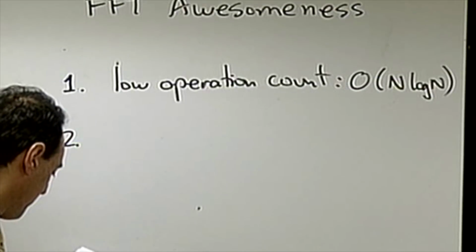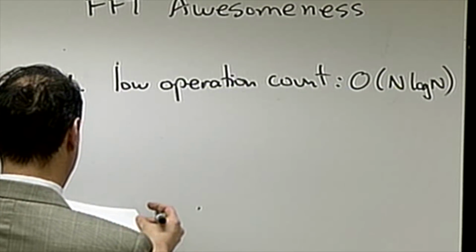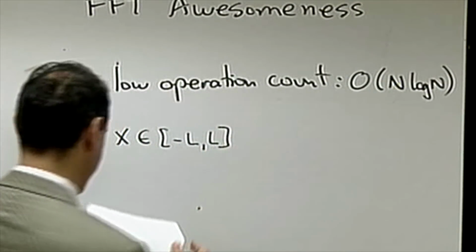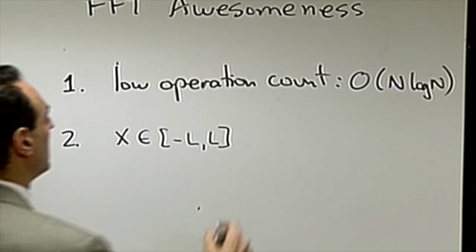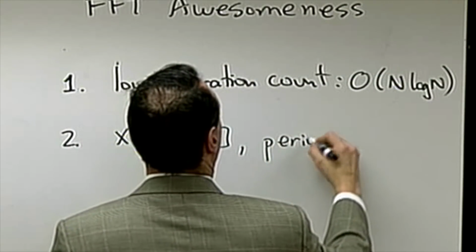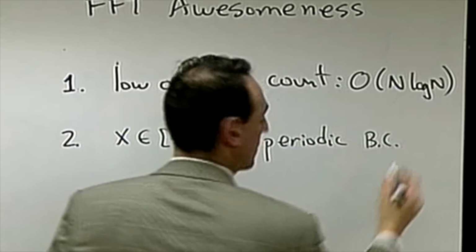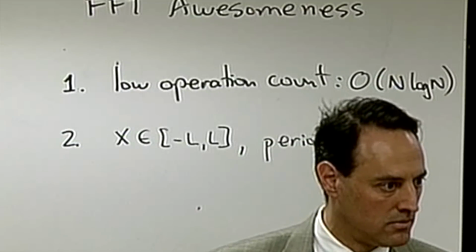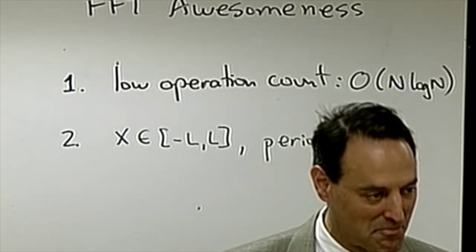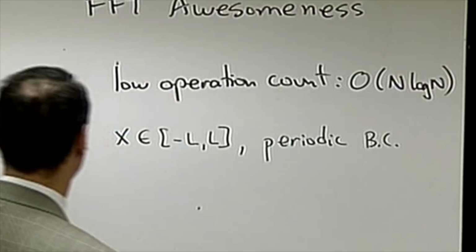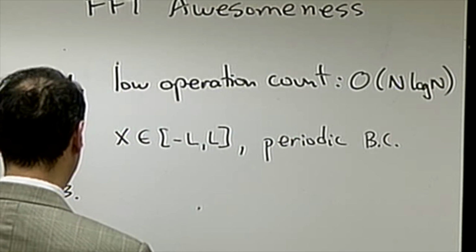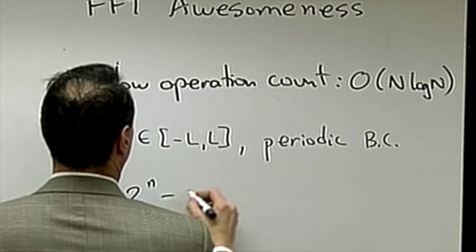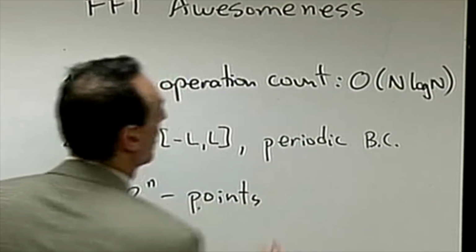Other things about it. Typically, it works on some interval, negative L to L. It also implies that you have periodic boundary conditions. You're expanding everything in sines and cosines on this domain. Remember, with sines and cosines, you're going to have periodic boundaries. The key to lowering the operation count is that you put 2 to the n points on your computational domain.